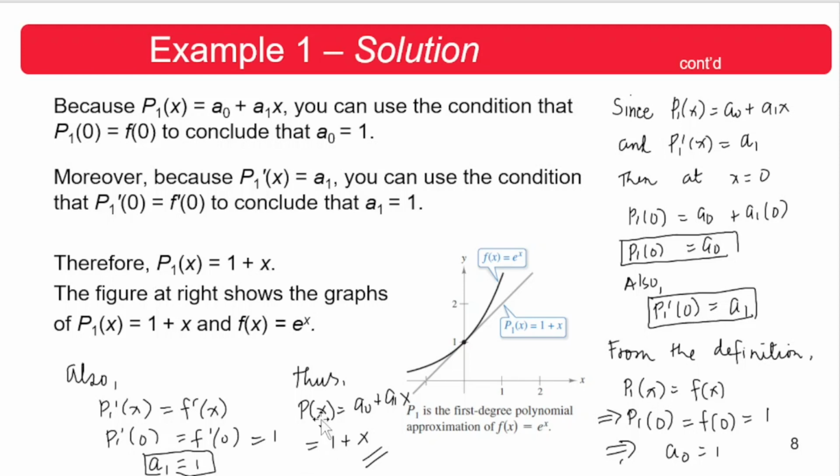Therefore, the approximating polynomial function is defined as p of x equals a sub 0 plus a sub 1 x, where a sub 0 is 1 and a sub 1 is 1. So we have 1 plus x.